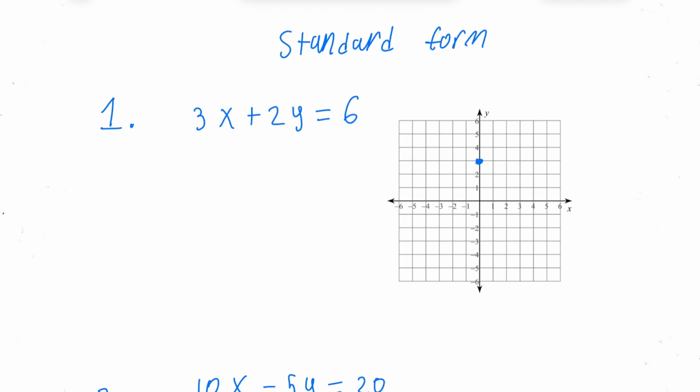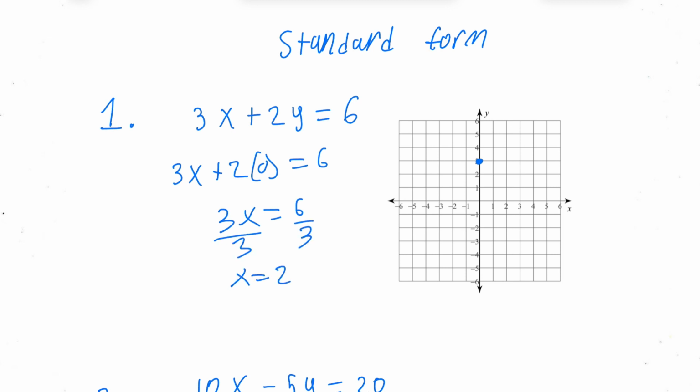And now we just have to do the same thing, but for x. So if we plug in 0 for y, we'll get that 3x is equal to 6. So that means that x has to be 2. So it means the x-intercept is at 2. Now we have 2 points. We can connect those. We have the graph for number 1.